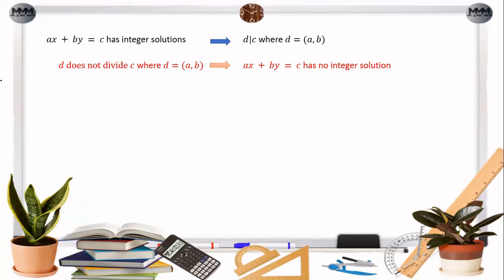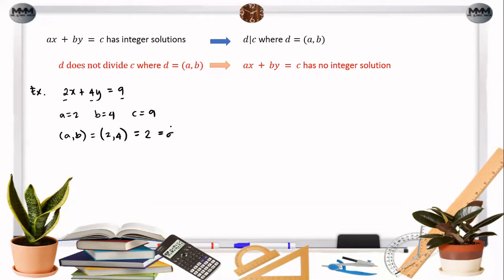Now, for example, we have the linear Diophantine equation 2x plus 4y equals 9. Here, a is 2, b is 4, and c is equal to 9. Note here that the GCD of a and b, where a is 2 and b is 4, is 2. And this is our d.